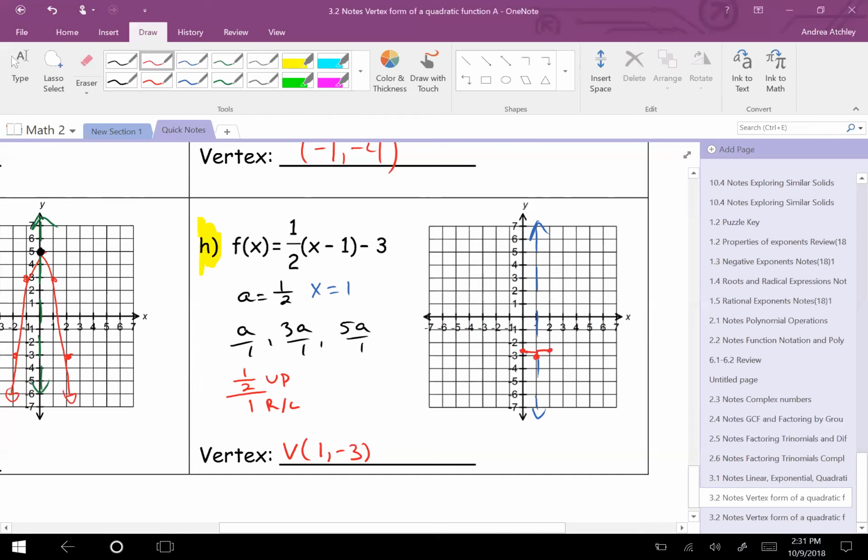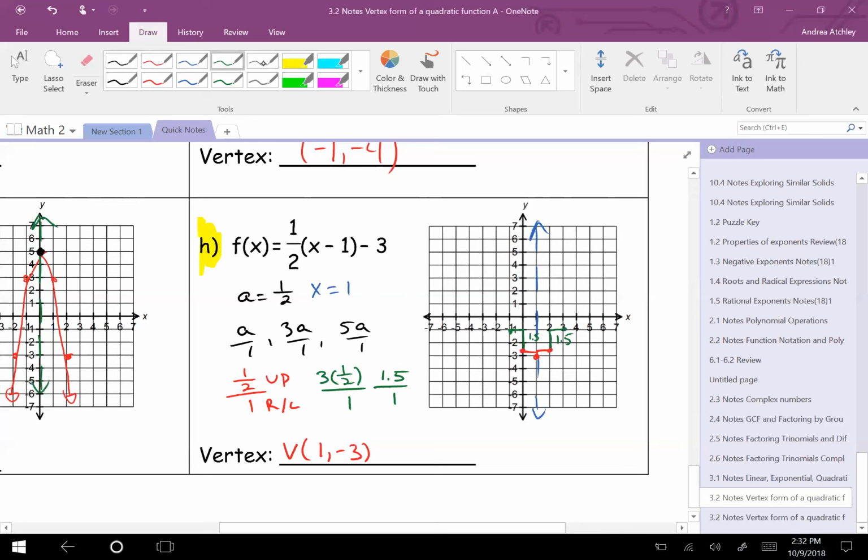Okay, so up 1/2 and to the right and left 1. The next step is going to be 3 times 1/2 over 1. What's half of 3? 1.5. So you're going to go up 1.5, and then to the right 1. So we're going to go up 1/2 and then a whole, 1.5, and to the right 1. From this, you're going to go up 1/2 and then a whole, and then to the right 1. That makes sense.